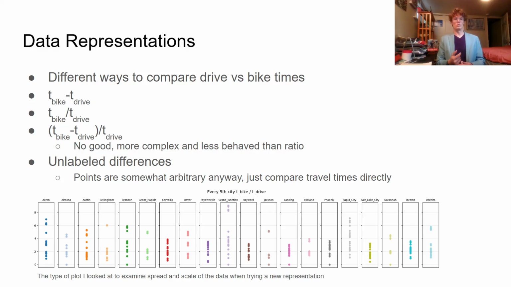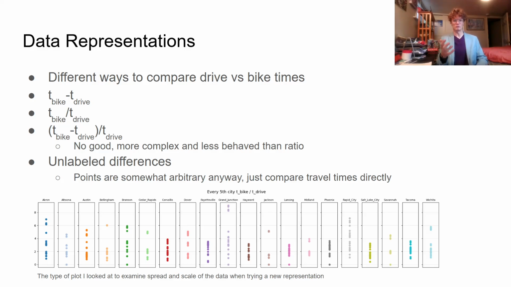So once I have that data, there's different ways to represent it, right? Primarily, I want to compare drive versus bike time. So for each city, the distance matrix API spat out two different matrices, one for the time it takes to bike the routes in a city and one for the time it takes to drive the routes in a city. So there's different ways to compare those.